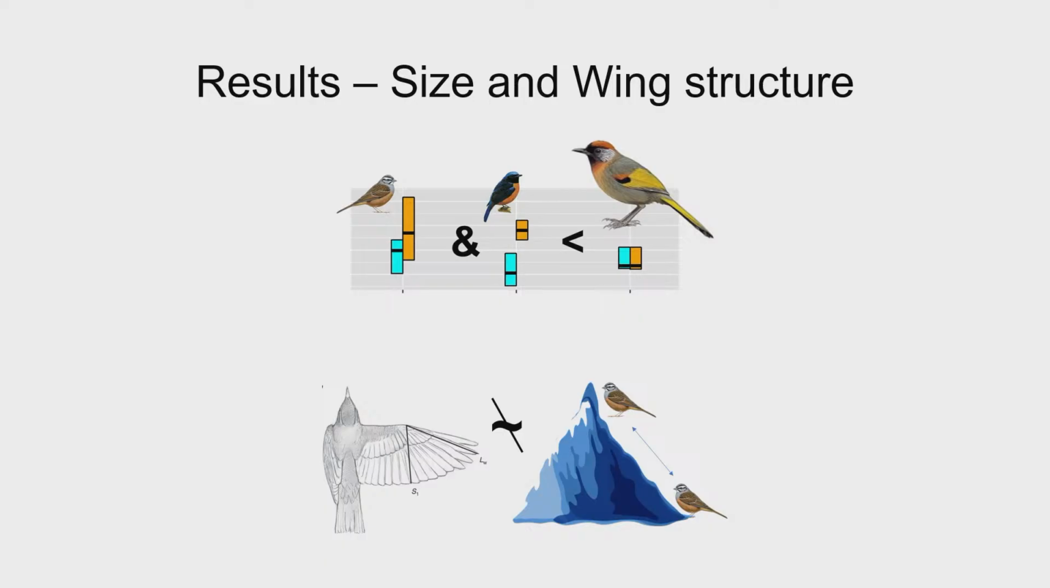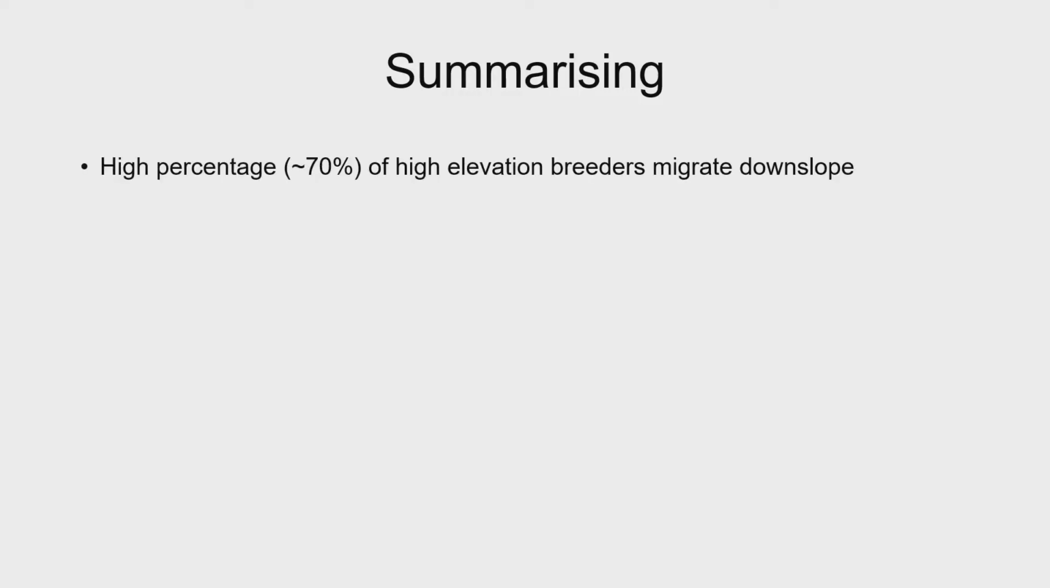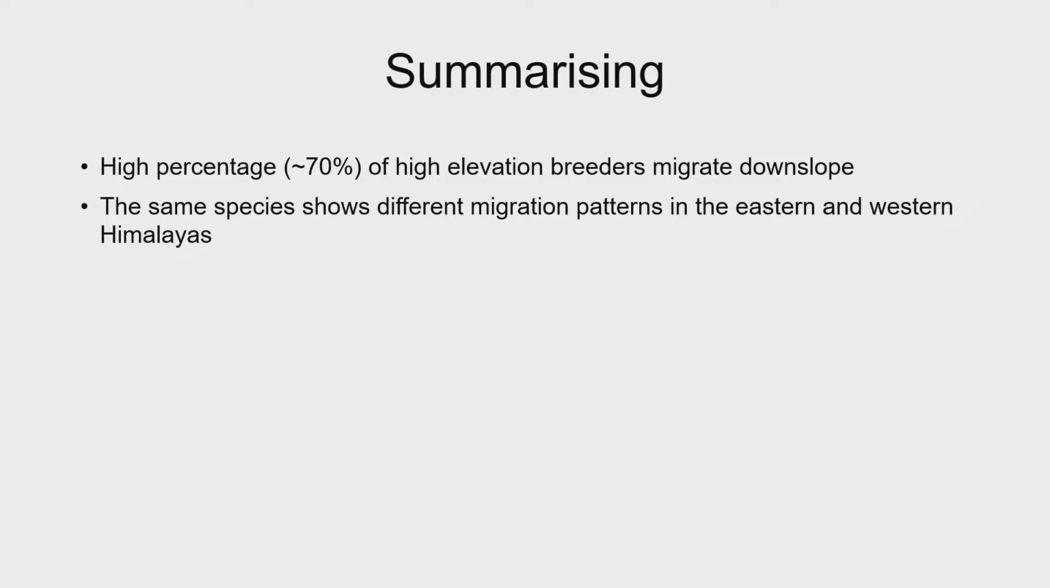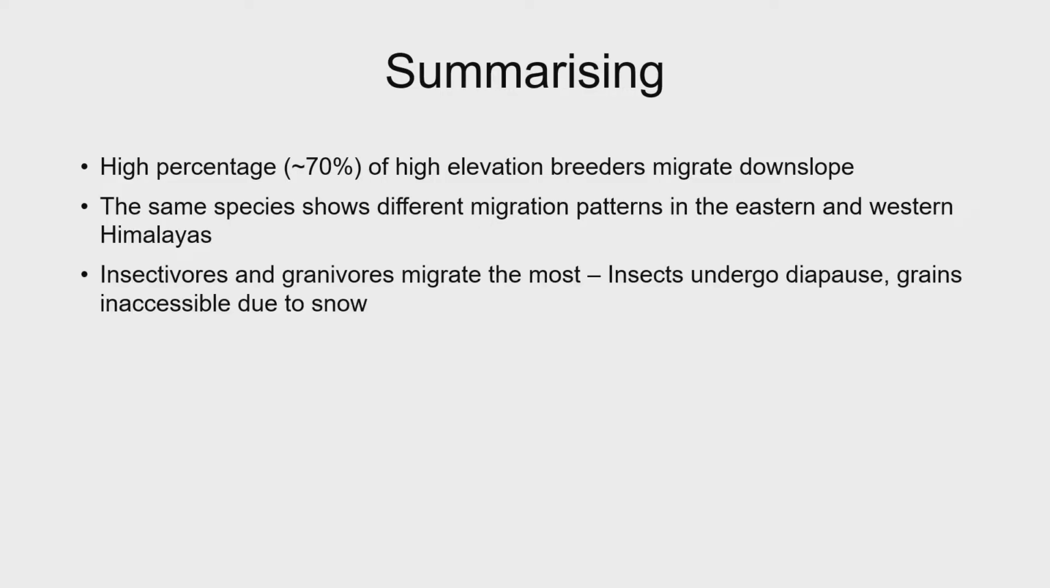So that is kind of the explanation for what we're seeing over here. So on the whole, summarizing what I understood from eBird data and about elevational migration in the Himalayas, a high percentage of high elevation breeders migrate downslope. The same species often show different migration patterns in the eastern and western Himalayas.